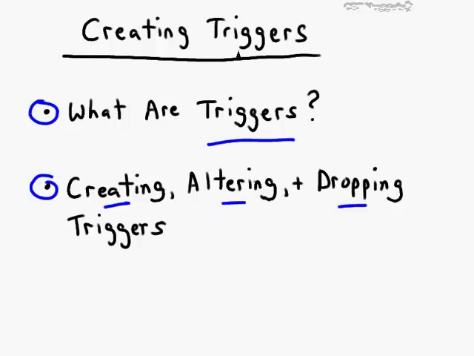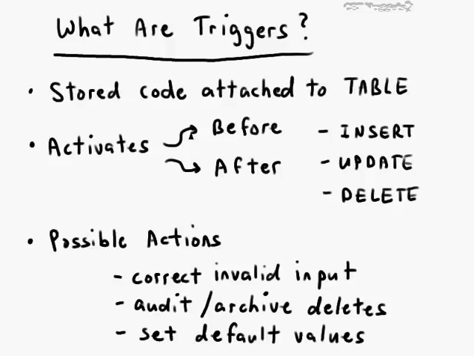Let's get to work. What are triggers? First of all, similar to stored procedures, triggers are stored code modules. What sets triggers apart from stored procedures is that instead of being attached to a database like we learned stored procedures are in the previous nugget, triggers are always attached to a particular table. And as we go along, you'll see why. It becomes very obvious in just a minute.